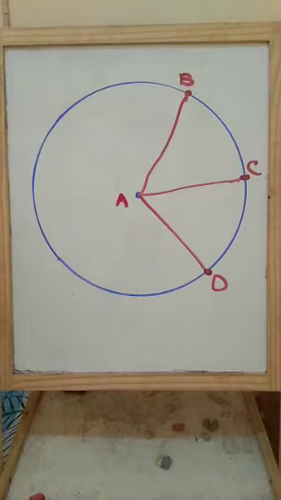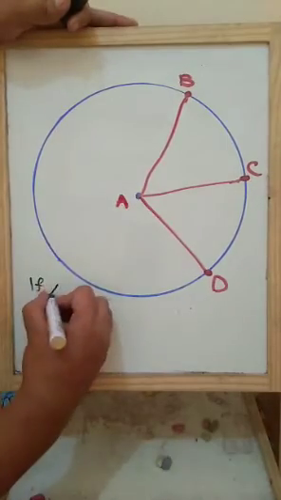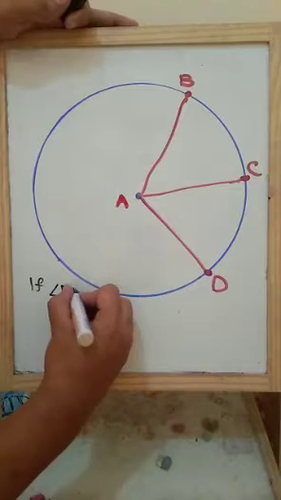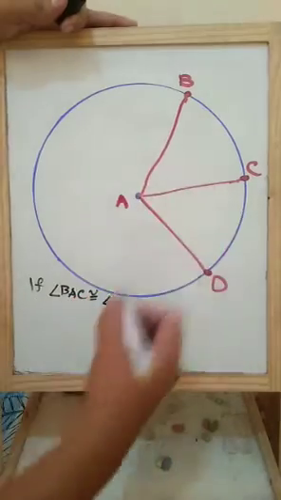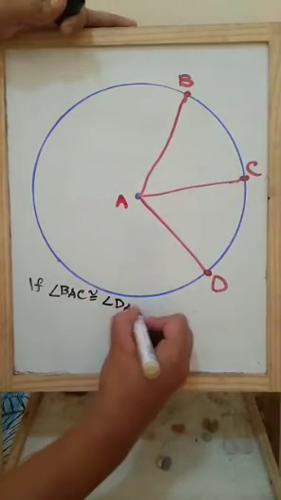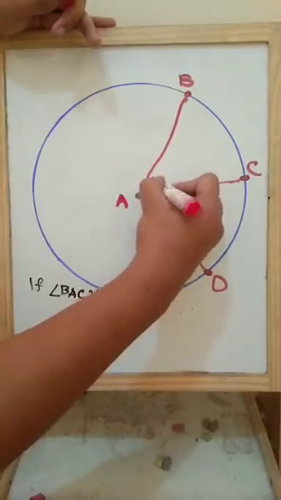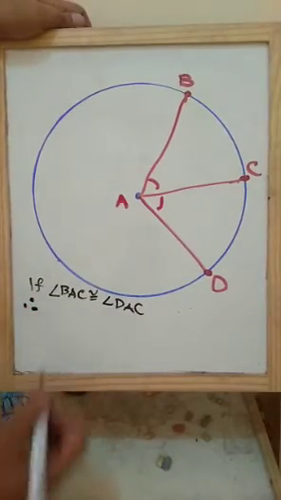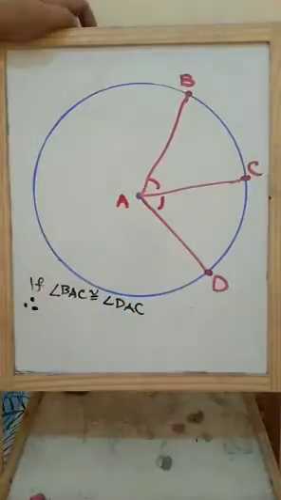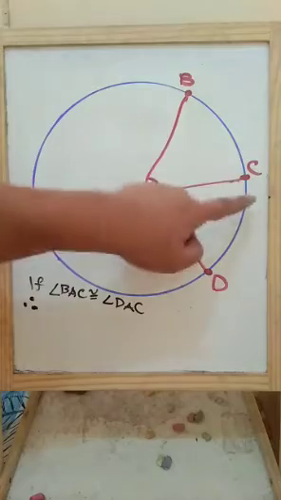Now assuming, or let's just say that angle BAC is congruent to angle DAC. Let's just say that these two angles are congruent. So ito raw at ito ay pantay. So we can conclude that their intercepted arcs are also congruent. So we can say that if two central angles are congruent, their intercepted arcs are also congruent.